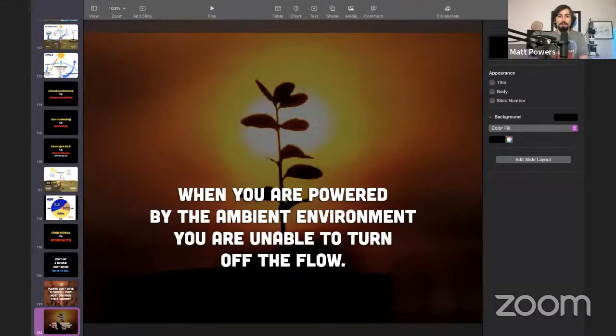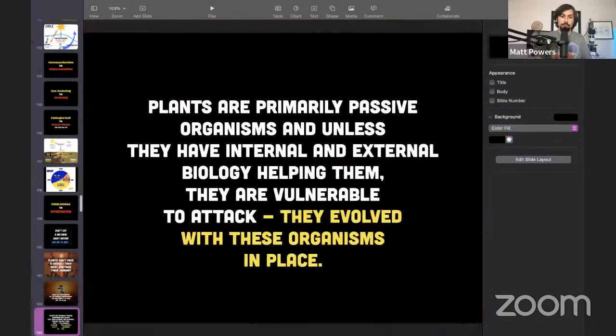So when you're powered by the ambient environment, you're unable to turn off the flow. And that's why plants get sick. That's why plants get taken out so fast, so quick sometimes, because they can't stop it. They're out of control, and they're moving too fast, and they go off the rails. They hit a wall. They're just out of control.